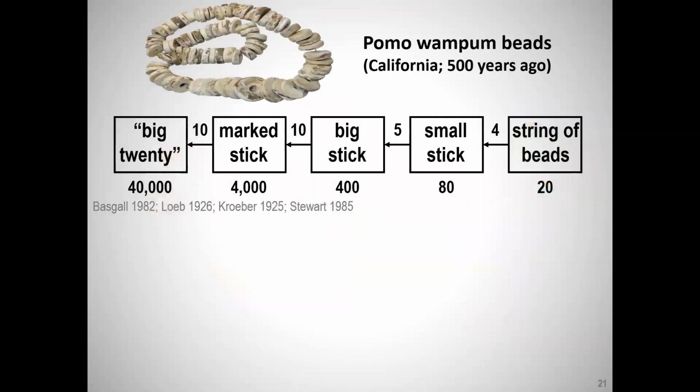A recent example of counting beads into the tens of thousands comes from California. Pomo beads, known as wampum, were used throughout the region as a medium of exchange. While beads, bead blanks, and specialized drills have been found in Pomo sites dated to the last 500 years, the practice of counting beads is archaeologically invisible. What we know about Pomo bead counting comes from observations of language and behaviors, the kinds of data unavailable for prehistoric peoples.